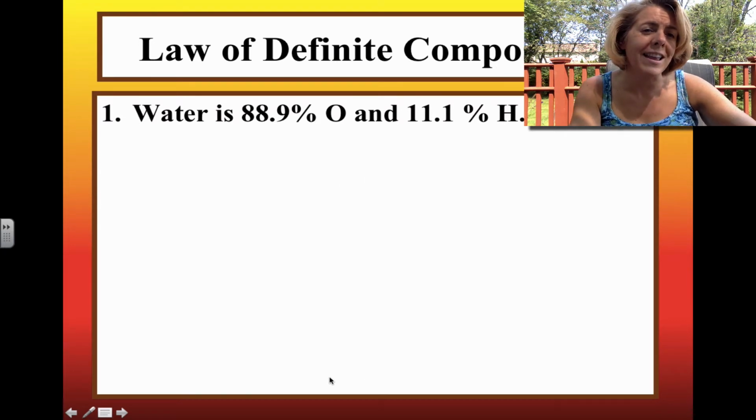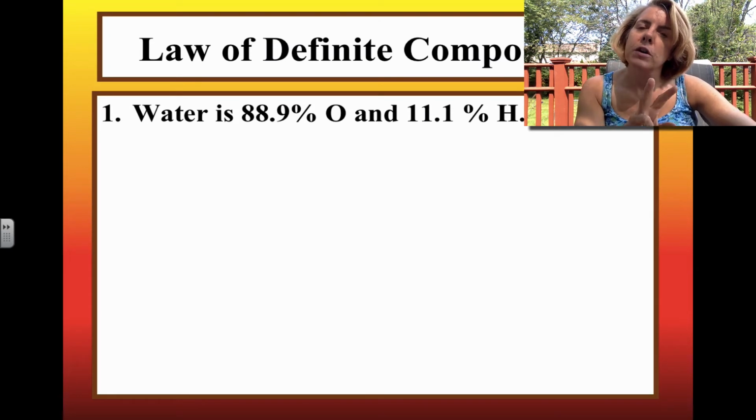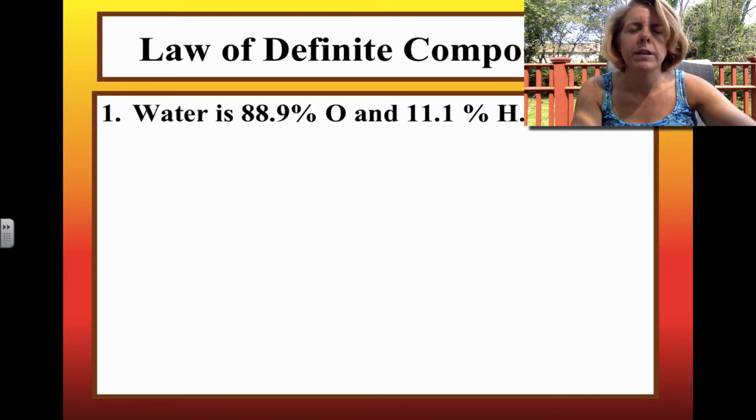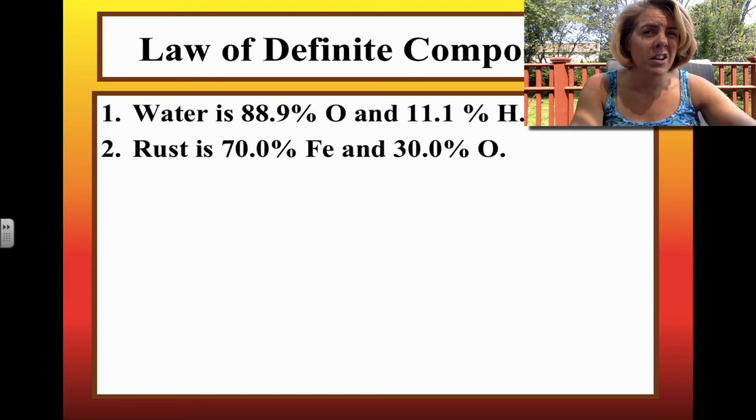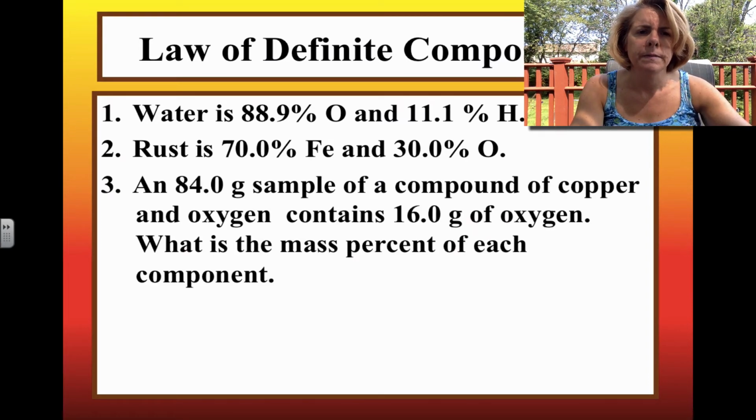Okay, so water is 88.9% by mass oxygen and 11.1% hydrogen. Now, even though there's 2 hydrogens, those 2 hydrogens are very small in mass. Oxygen actually has a greater mass than hydrogen. Okay, here we have rust, and rust contains 70% iron and 30% oxygen. So notice that iron is very large compared to oxygen, and that makes sense because it's further on in the periodic table.